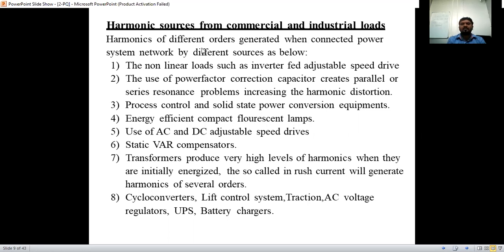Harmonics of different orders are generated when different sources are connected to the power system network, as below. The non-linear loads I told you about are electronic devices, where we use the inverter. An inverter circuit is nothing but electronic devices. For example, an inverter-fed adjustable speed drive, where you can control the speed by adjusting the output.